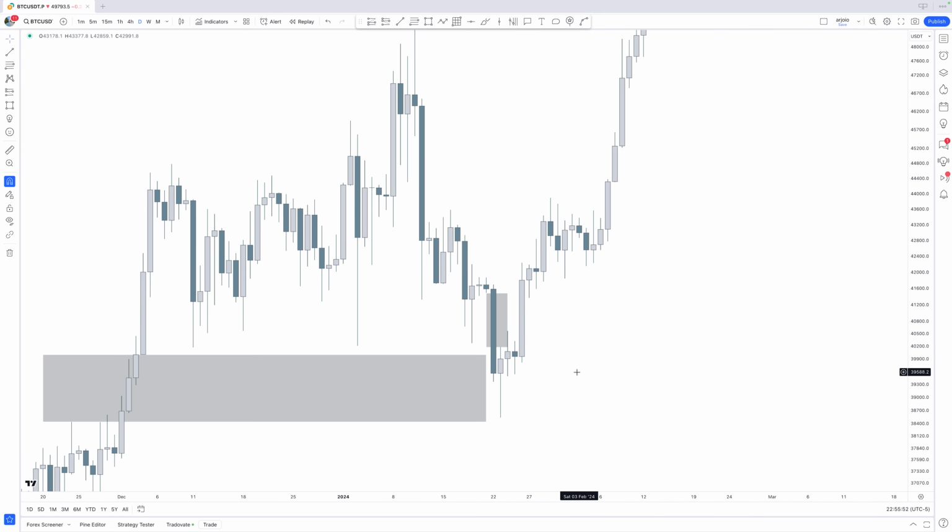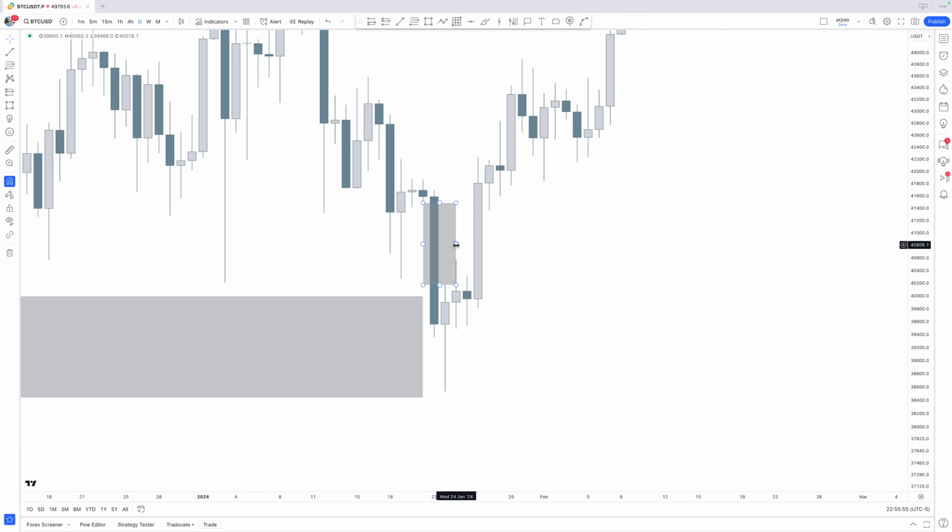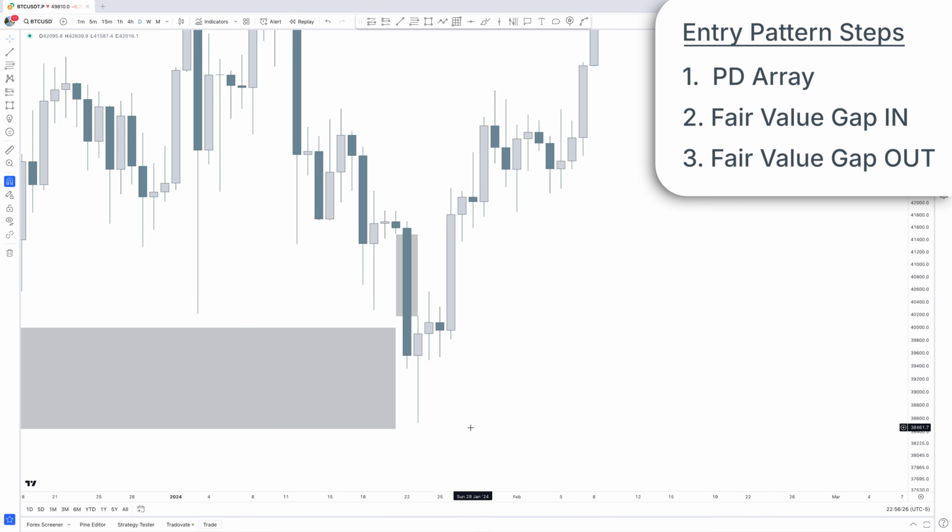Now right here, we see that on this up candle right there, we have a rejection off of that fair value gap right there. The next candle is a down candle sitting right there, which tries to follow through lower, but it fails to do so, indicating that this fair value gap was not strong enough to create a new fair value gap lower. Perfect. After that, what we need is the third step, a fair value gap out.